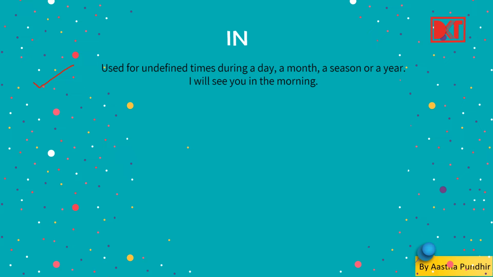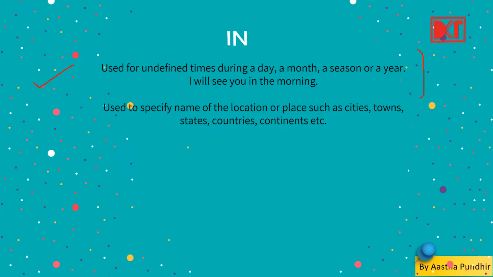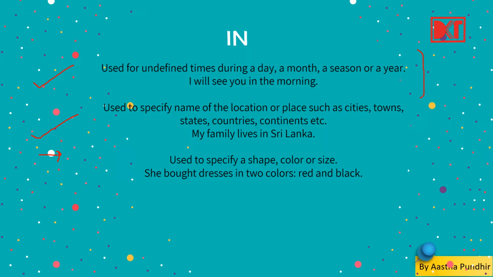For example, if I say, I will meet you in summer. So again, that is an undefined time during a year, a season. So that's when we can use "in." And otherwise, when we have to specify the name of a location or place, like cities, towns, states, countries, continents, etc. Like if you say my family lives in Sri Lanka, so talking about a country. It is also used to specify any shape or color or size, like if I say she bought dresses in 2 colors, red and black. So we're specifying colors, right? That's when we can use "in."